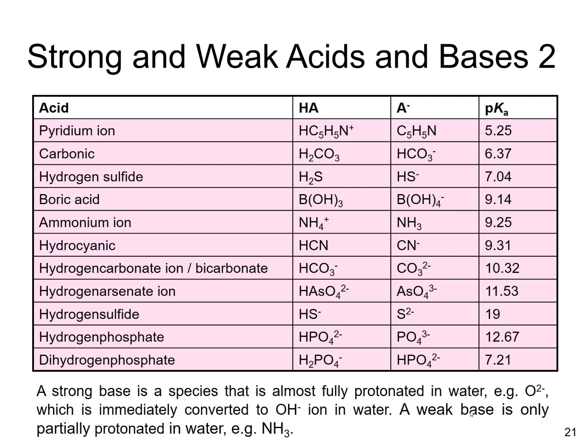On the other hand, a weak base is only partially protonated, so there is a greater equilibrium between the ammonia and its conjugate acid, the ammonium, as depicted here. So ammonia is a moderately strong base, and it gives rise to a moderately strong acid. In general, the stronger the base, the weaker will be its conjugate acid. And conversely, the stronger the acid, the weaker will be its conjugate base.